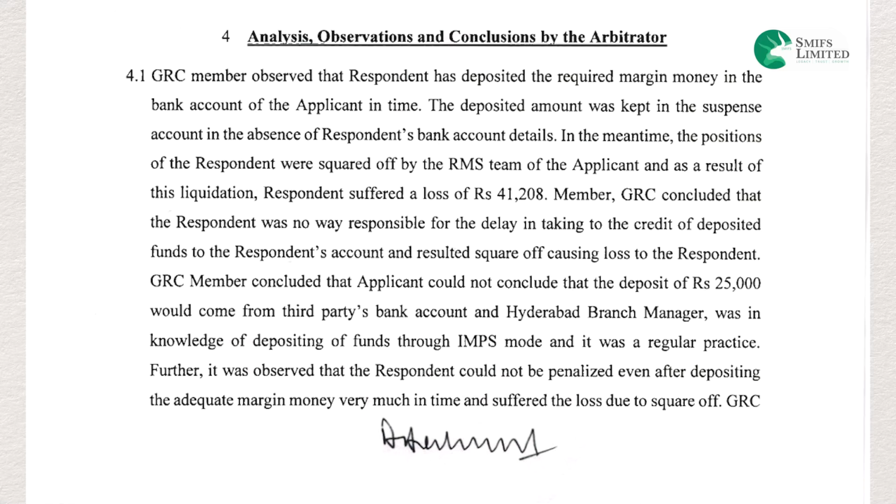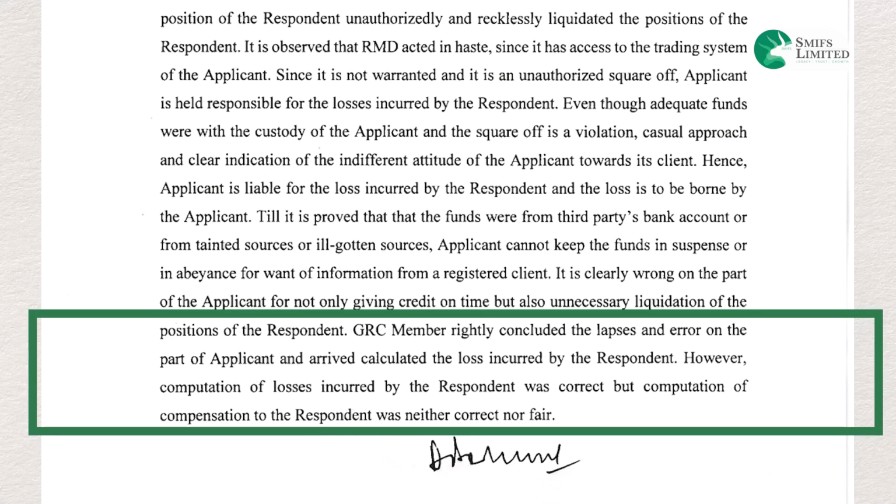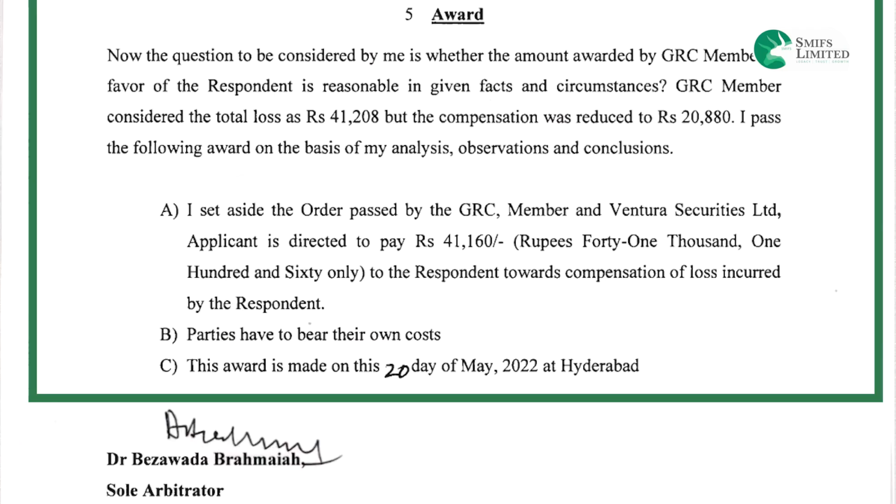Thereafter, a hearing took place, and upon adjudication, the sole arbitrator found that the order passed by the GRC member was not adequate. It set aside the order and directed the trading member to pay a higher amount of around 41,000, in comparison to the 20,000-odd rupees ordered by the GRC member.